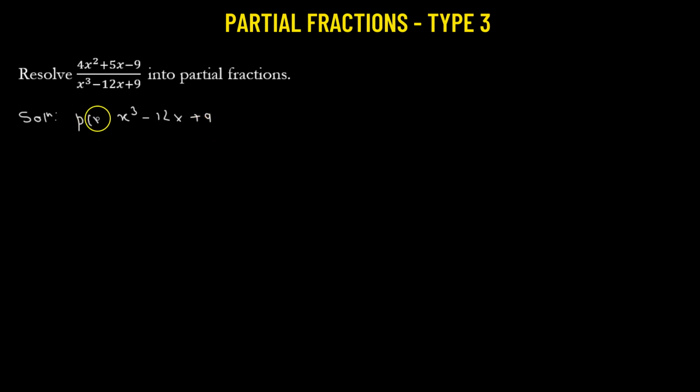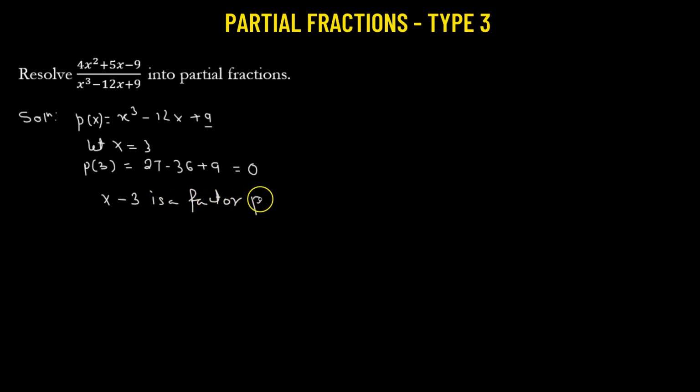So let's say p(x) is given by x cubed minus 12x plus 9. Then, if we let x equal 3, now 3 is actually one of the factors of the constant term 9. So if we let x equal 3, then p(3) will be equal to 3 cubed, so that's 27, minus 12 times 3, that's 36, plus 9. This is going to give us a value of 0, which tells us that x equals 3 is a zero of the polynomial. Meaning, if x equals 3 is a zero of the polynomial, then x minus 3 is a factor of the cubic polynomial p(x).